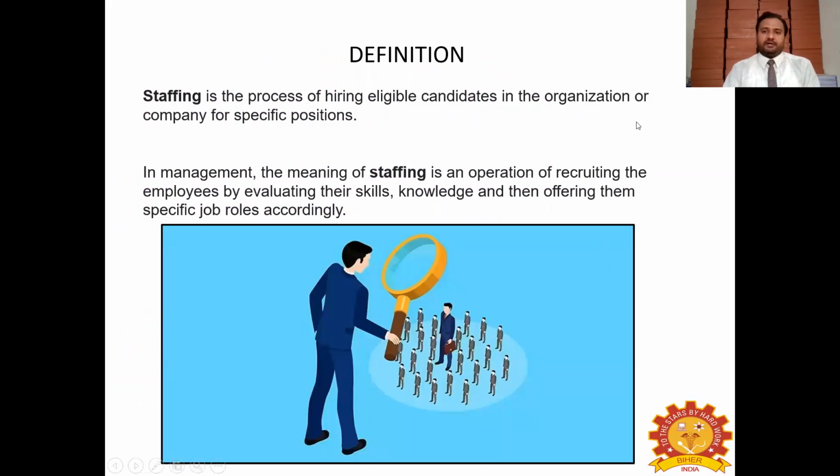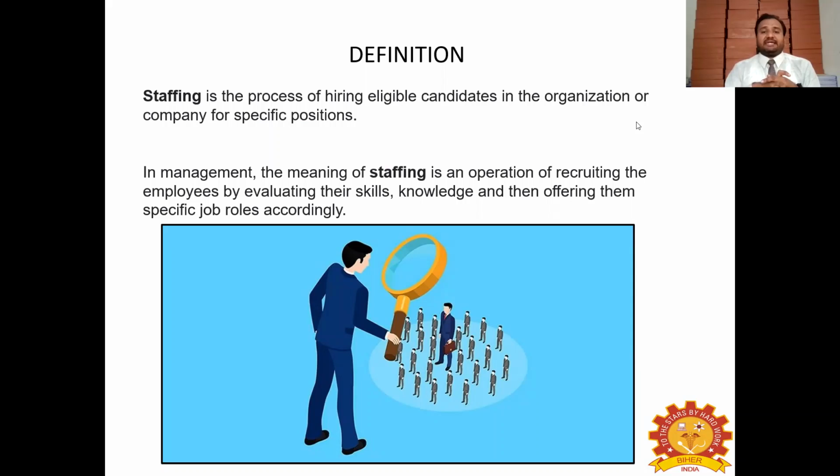Right. First of all, let me define the staffing process. It is the process of hiring eligible candidates in an organization or any company or for a specific position, right? We need to do a work, but all alone we cannot do such work for our company, industry, or whatever it is. So for this purpose, we need to hire new people to do that work, and I will be paying them money in the form of salary, or wages on a daily basis, etc.